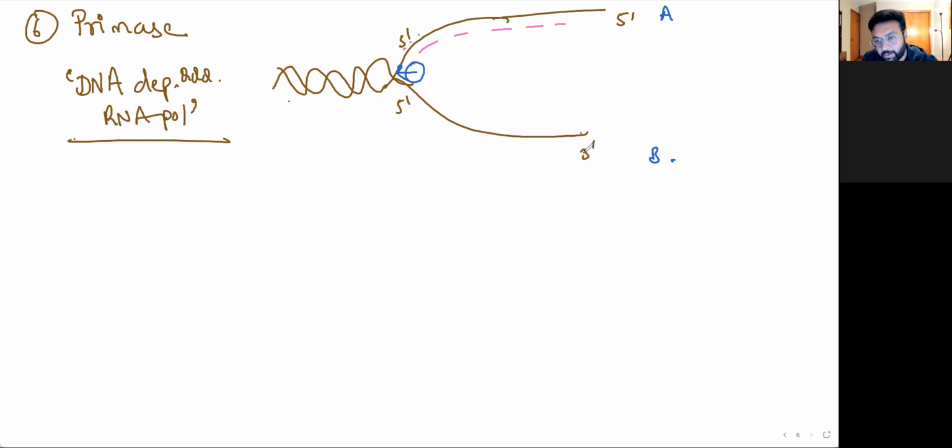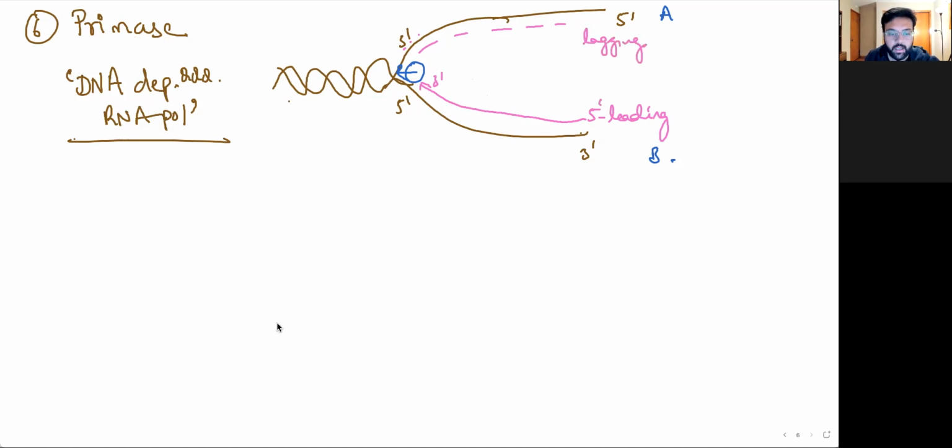And since you are reading from 3' to 5' and making from 5' to 3', you can continuously make from 5' to 3'. This is going to be your leading strand. Okay, so I just reversed it from the diagram of First Aid. So make sure you pay attention to the labels. So this is 5' to 3' leading, and this is lagging.